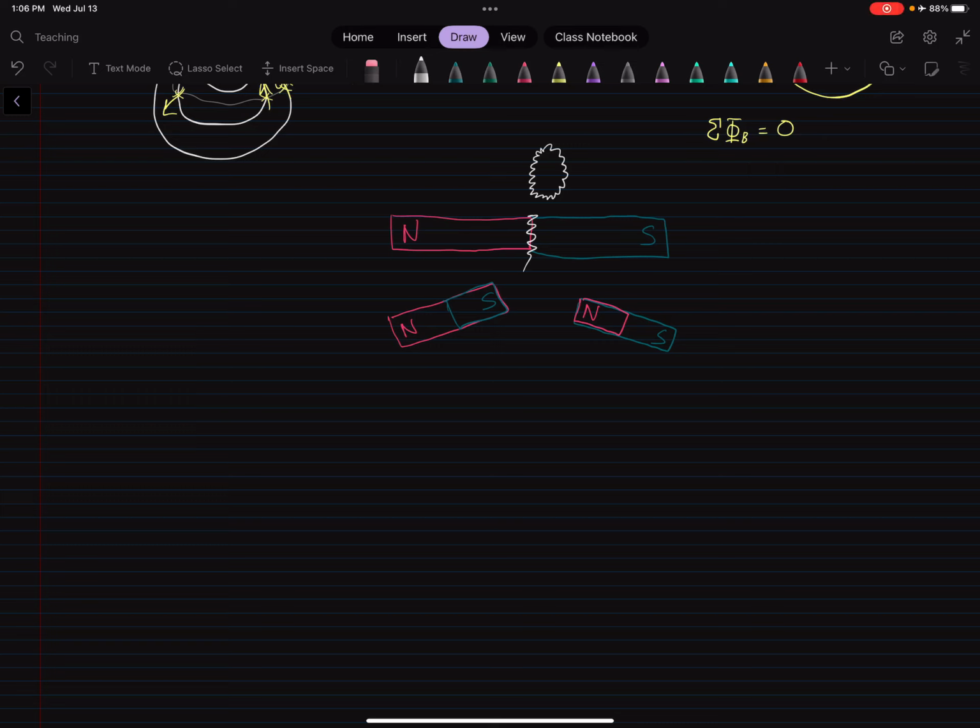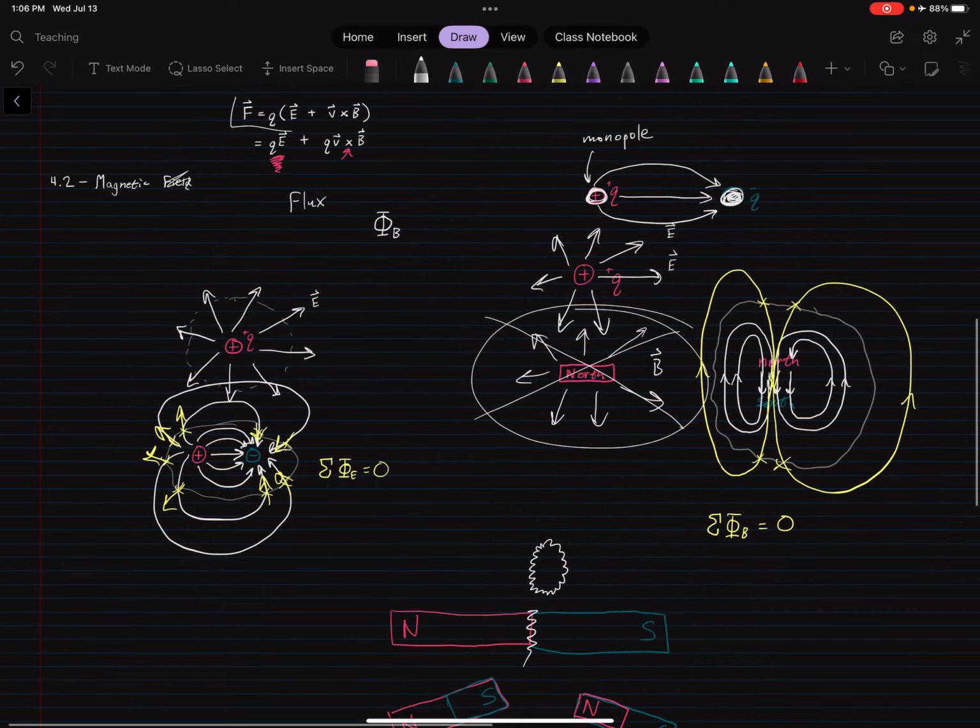All right, so 4.3, motion of charged particles in a magnetic field. All right, so we talked about the magnetic field.